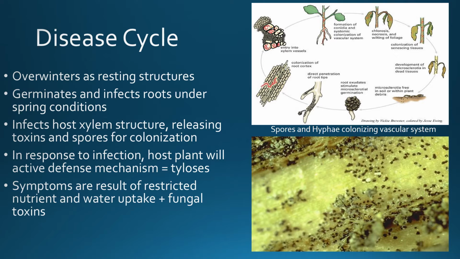Verticillium spreads throughout the plant by releasing hyphae or conidiophores to colonize the plant, as well as harmful toxins that contribute to the observed symptoms. In response to the infection, the plant will activate a defense mechanism known as tylosis, which attempts to limit the disease spreading by constricting the xylem opening.